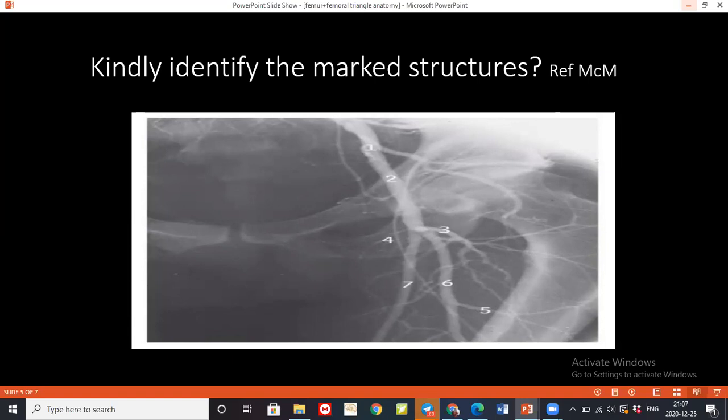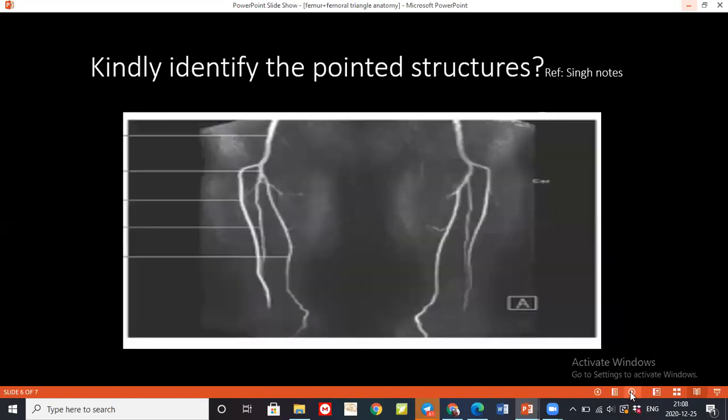And number 4, please. Anterior tibial artery? No. So number 4 is anterior medial, number 7 is the superficial femoral artery. Yes, superficial femoral. And number 5? Perforating branch. Yes.